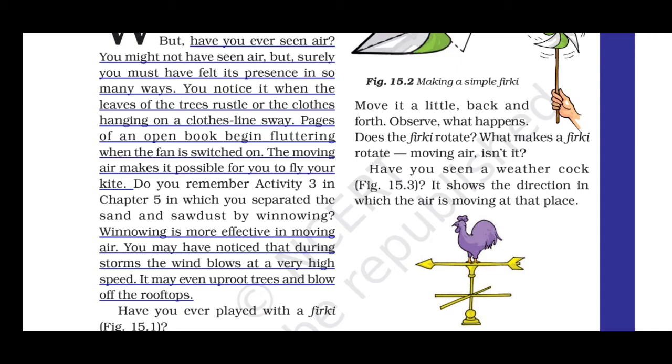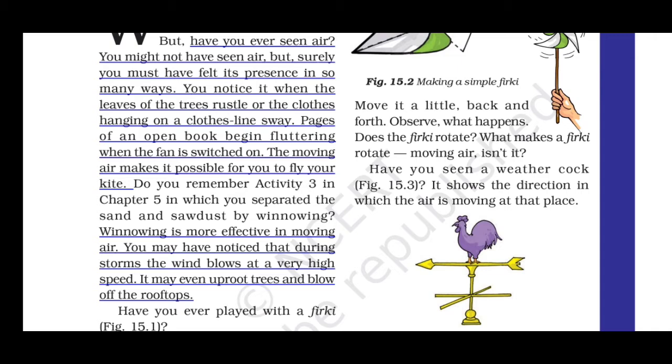That means the pages of a textbook or notebook move when we switch on the fan, and the moving air makes it possible for you to fly your kite. In Uttarayan, we all flew kites, isn't it? That is only because of air. And in chapter 5, we have already learned about winnowing. That takes place with the help of blowing air.